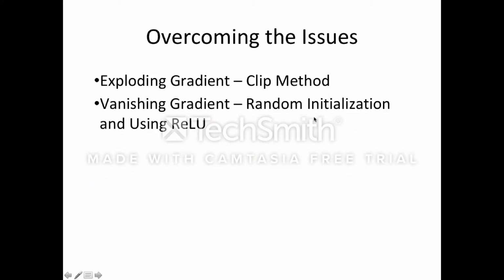Now that we know what issues face a recurrent neural network, we need to find methods to overcome them. In order to overcome the problem of exploding gradient, we use a method called clipping the gradient. Clipping is where we use a threshold, and if a gradient goes past a certain value, we clip it and use the threshold value. In order to overcome the problem of vanishing gradients, there are two techniques. The first technique is initializing the matrix randomly, and the second technique is to use rectified linear units instead of sigmoid functions. The derivative of a rectified linear unit is either 0 or 1.